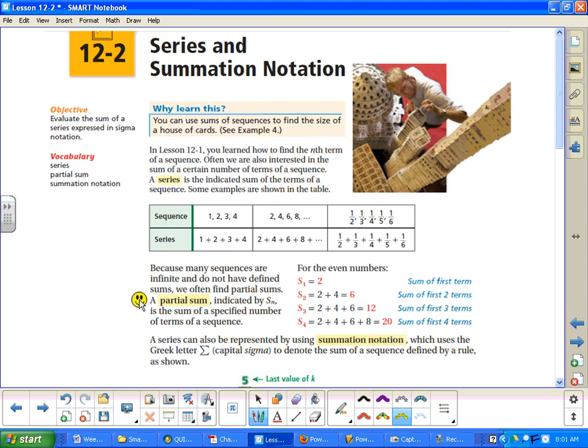Okay? So here they show sequences. Here's what the sequences would look like. And then if I had it as a series, then it would look like this. So we just then are adding them together. So the only difference between sequences and series is that we're finding the sum.